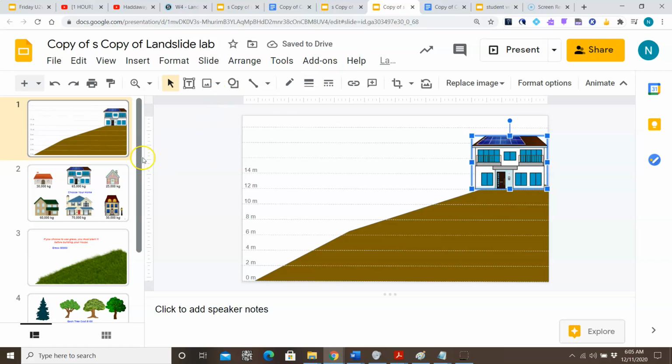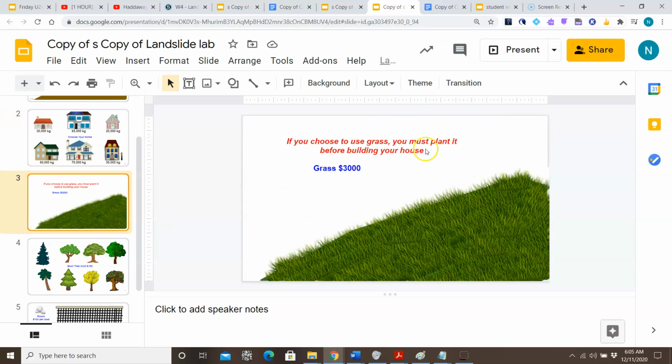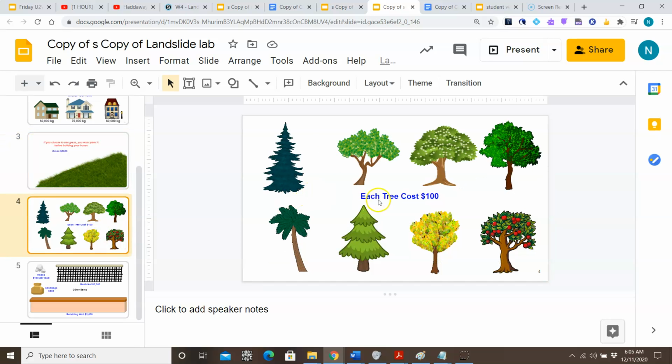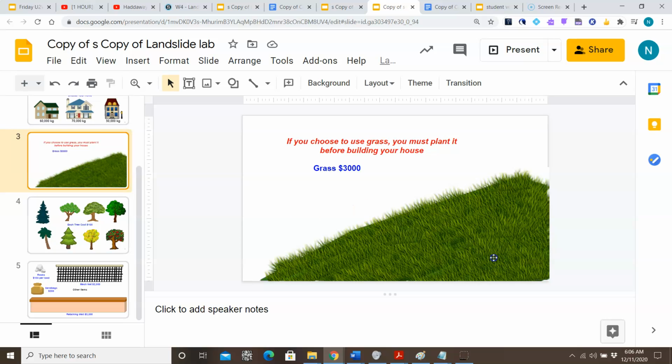Now it's time for me to start spending my $5,000 on what I want. I can spend it on grass. That costs $3,000, so if I use grass, then I will only have $2,000 left. Each tree costs $100. Each rock costs $100. Each sandbag is $200, the net is $2,000, and the retaining wall is $3,000. So clearly I can't get a retaining wall, a net, and some rocks because I'm going to go over my budget. I'm going to choose grass because I think grass looks nice.